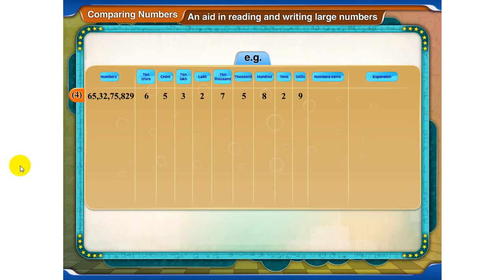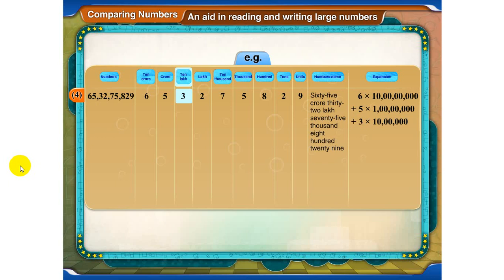Number name is 65 crore 32 lakh 75,829. An expansion is 6 into 10 crore plus 5 into 1 crore plus 3 into 10 lakh plus 2 into 1 lakh plus 7 into 10,000 plus 5 into 1,000 plus 8 into 100 plus 2 into 10 plus 9 into 1.